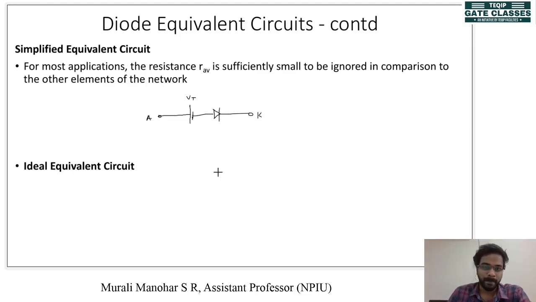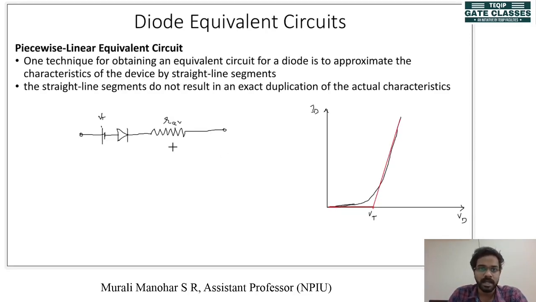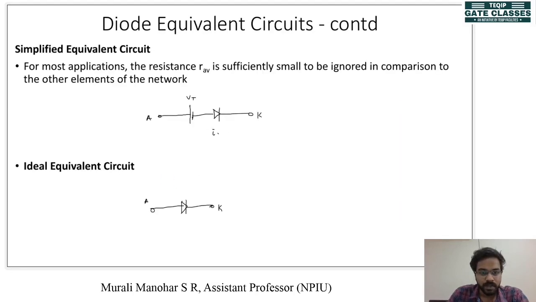And then finally there is the ideal equivalent circuit. That means the diode characteristics is ideal. That means the circuit is only an ideal diode. This is an ideal diode. So whatever diodes I have shown in these three circuits, they are ideal diodes. Let me put it here: ideal. This is also an ideal diode. This diode is also ideal.